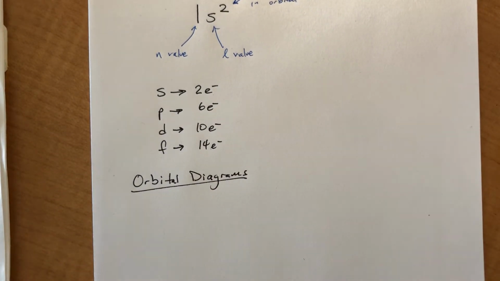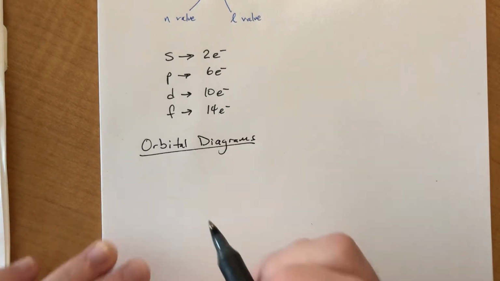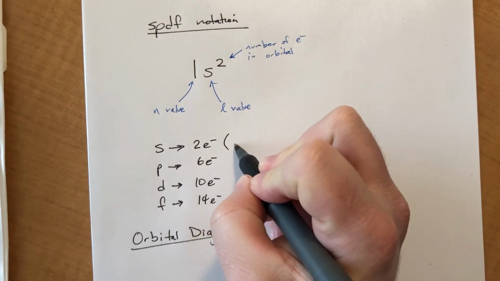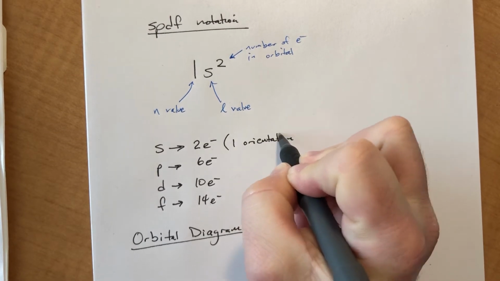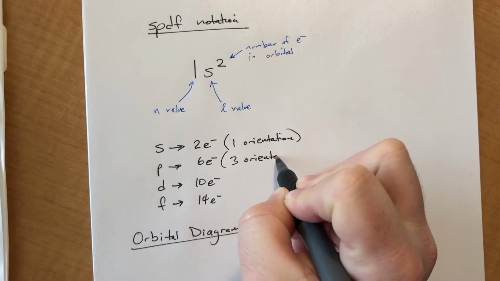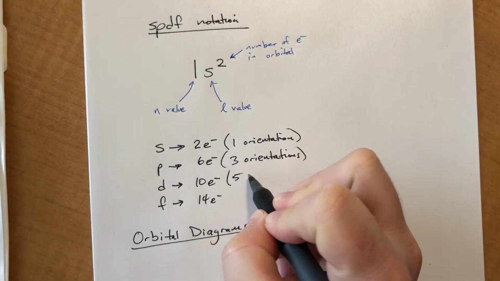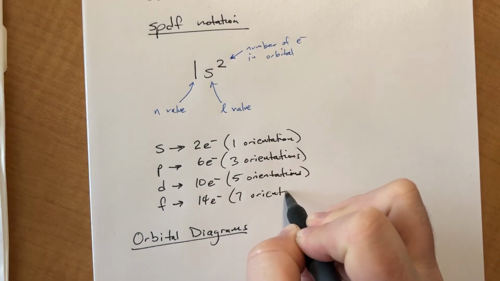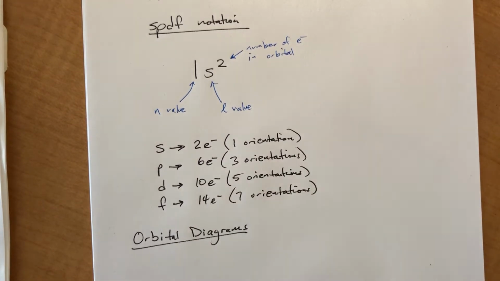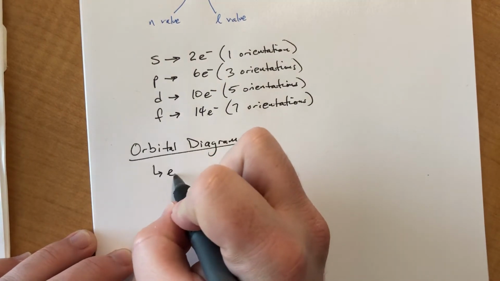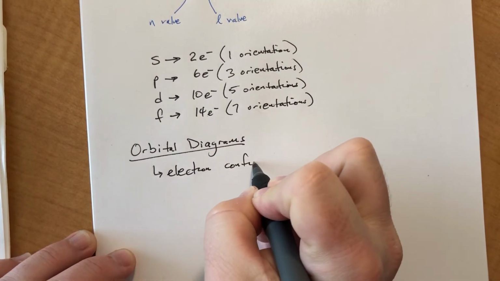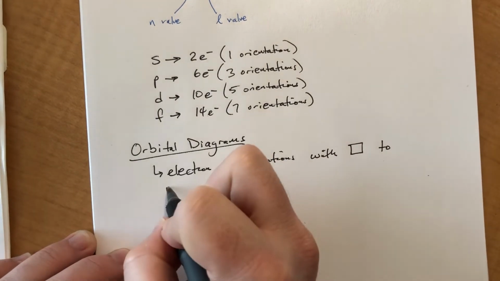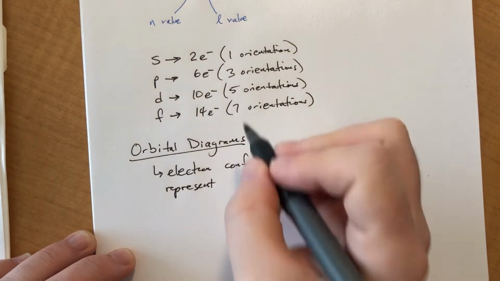For orbital diagrams, it's the same idea, but we need a box to represent each possible orientation. So this is one orientation. This has 3 orientations. We saw this in the last video, but I'm going to rewrite it here to make sure it's in your notes. 5 orientations. And this would be 7 orientations. Essentially these are electron configurations with boxes to represent the different orientations.